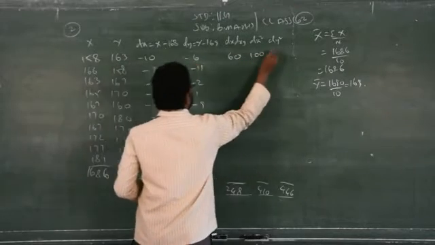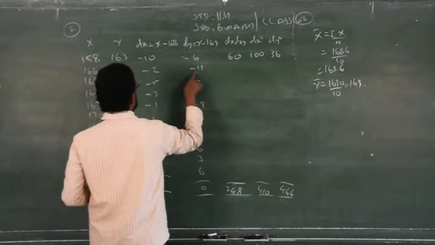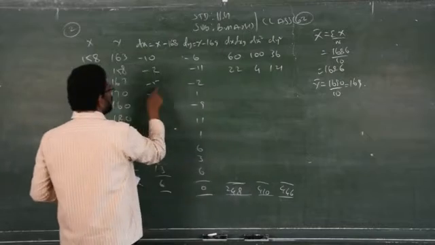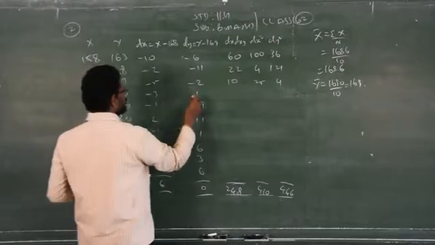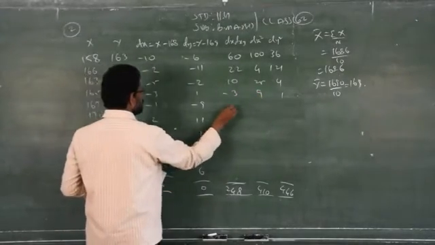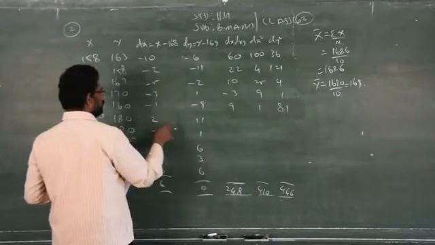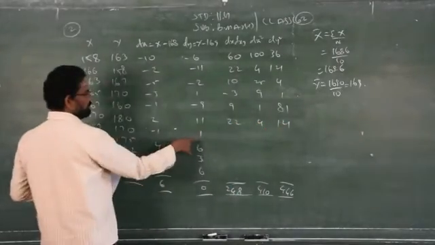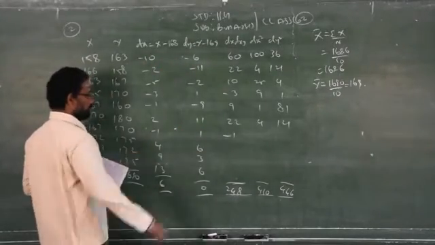When you square, 36. Then you multiply dx dy: minus into minus plus, 22 is 4, 121. Then minus into minus plus, 25 is 4. Minus into plus minus, 3 9 is 1. Minus into minus plus, 1, that is 81. Similarly 2 into 11, 22 is 4, 121. Then minus into plus minus 1. Because when you multiply these two, you have to see the sign also.